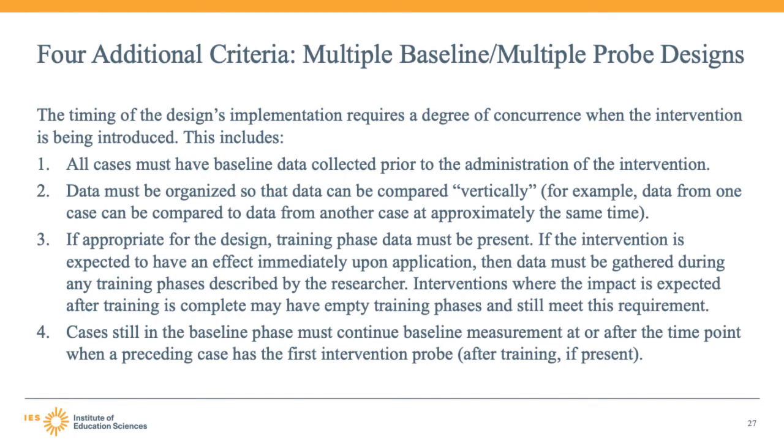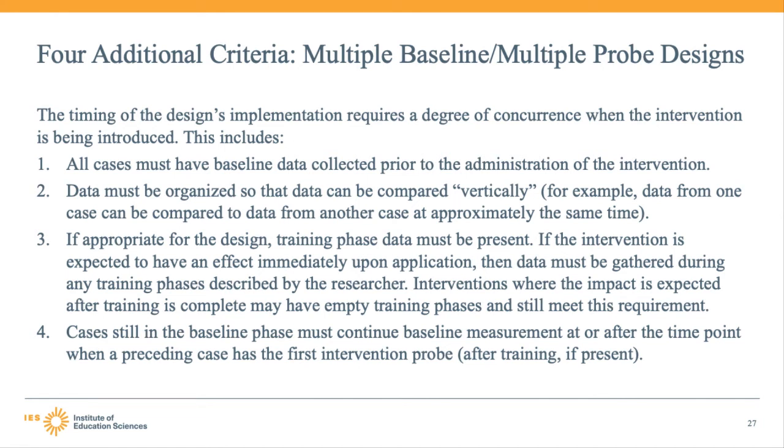These 4 additional criteria are that 1. All cases must have baseline data collected prior to the administration of the intervention for any of the cases in the experiment. 2. The data must be organized in a manner that allows for the data to be compared vertically. For example, data from one case can be compared to data from another case at approximately the same time point. So if the design includes data for 3 cases, Mike, Judy, and Ramon, this requirement states that data must be organized in a way that could potentially allow us to compare Mike's time 1 with Judy's time 1 and Ramon's time 1.